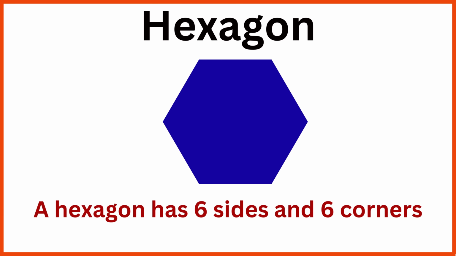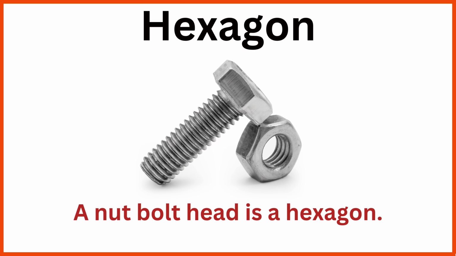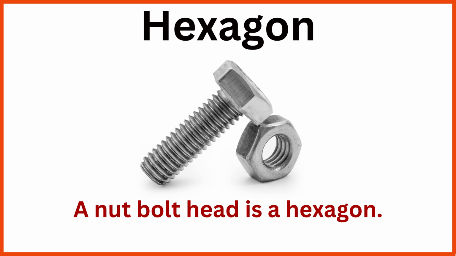Hexagon. A hexagon has 6 sides and 6 corners. A honeycomb cell is a hexagon. A nut bolt head is a hexagon.